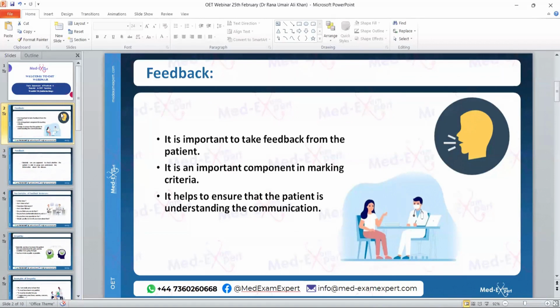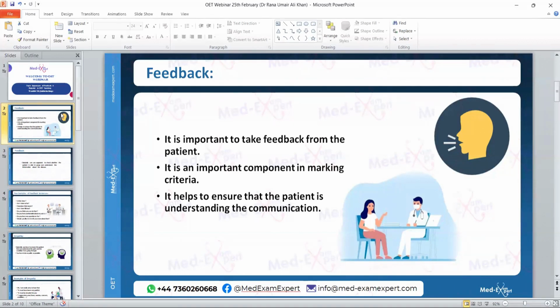Like it says, it's important to take feedback. It's an important component in the marking criteria. It helps to ensure that the patient is understanding the communication. Things like, are you following me? Are you getting me? Do you understand what I'm saying? Speech of that sort is extremely important when you're giving a presentation. So you have to add these sentences in the middle of the role play card presentation.